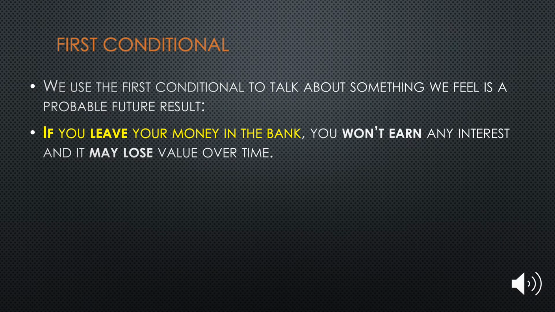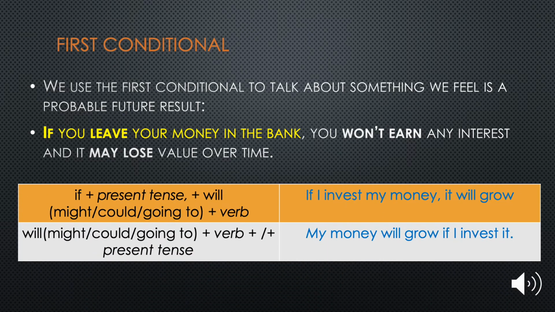So the second type of conditional I would like to talk about is first conditional. We usually use it to talk about something we feel is a probable future result. For example, here the phrase in yellow says, if you leave your money in the bank, and the result will be that you will not earn any interest, or it may also lose value over time. So the first part in yellow is in present, and the second part you can use future or some other modal verbs such as might or may or could or even going to.